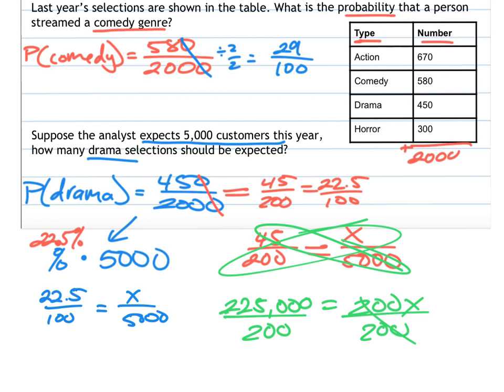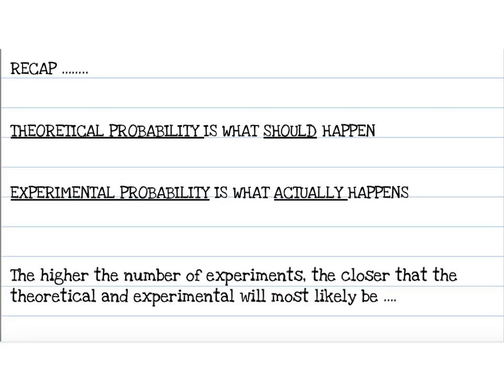So some prior knowledge coming together here. And we find out 1,125 is our answer. So that represents that we could expect, based on our probability and our understanding, that 1,125 of those customers would select drama. So you have a lot of prior knowledge. It's up to you how you connect numbers and what you want to use there.